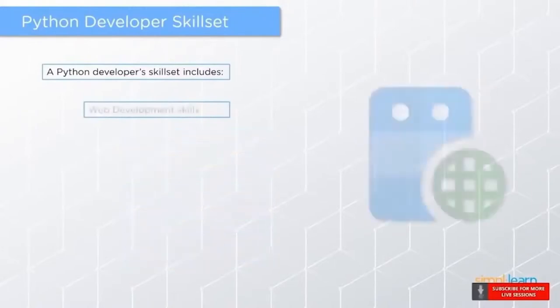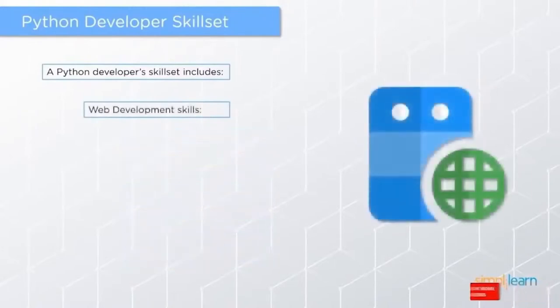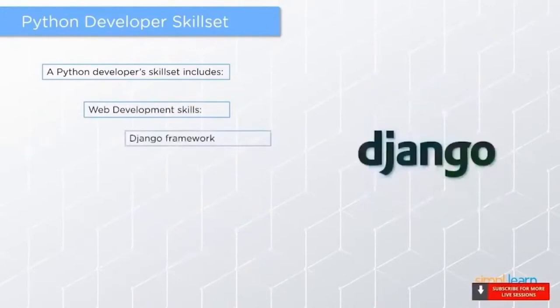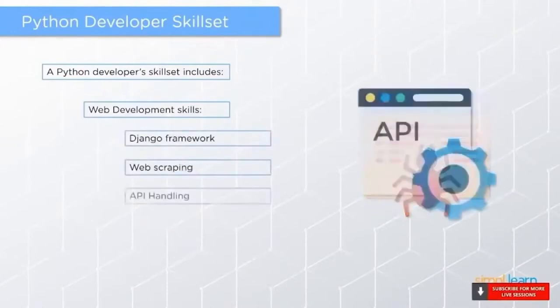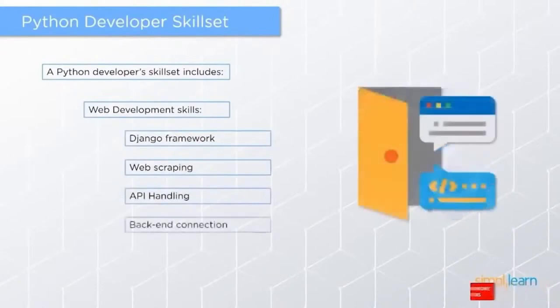Now coming to web developer skills, there are frameworks like Django and Flask for backend development of web applications. And then there's web scraping, which includes taking data from websites and converting that data into a usable format. There's API handling, which is basically handling API requests for a web application to perform server-side operations. And finally, there is backend connection, which basically involves the backend part of a web application, usually handled by Python frameworks.